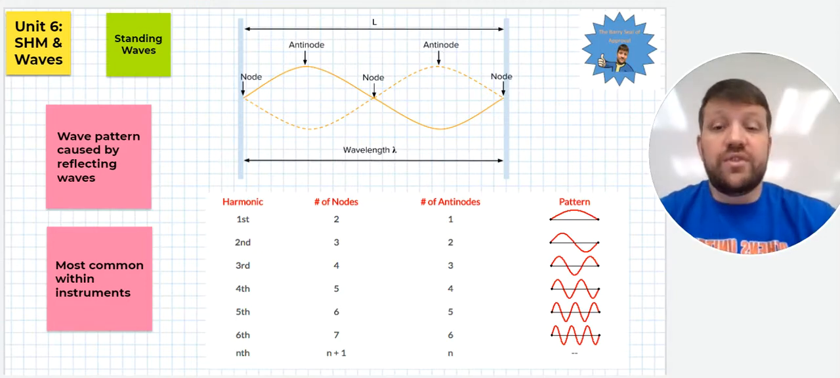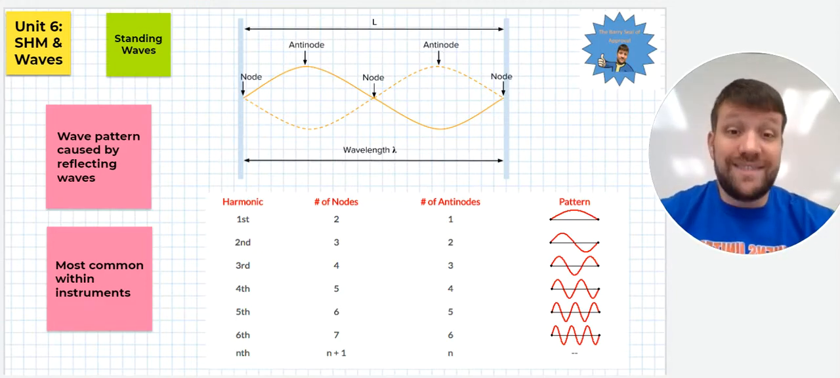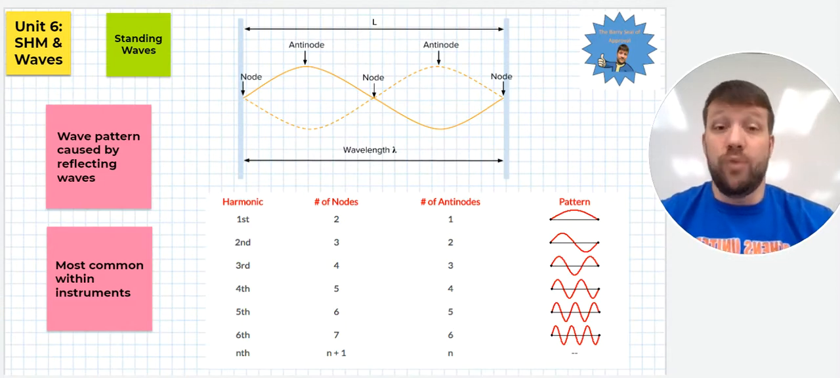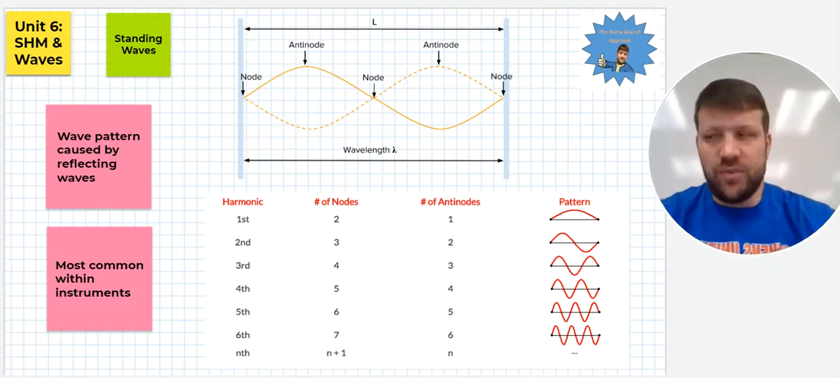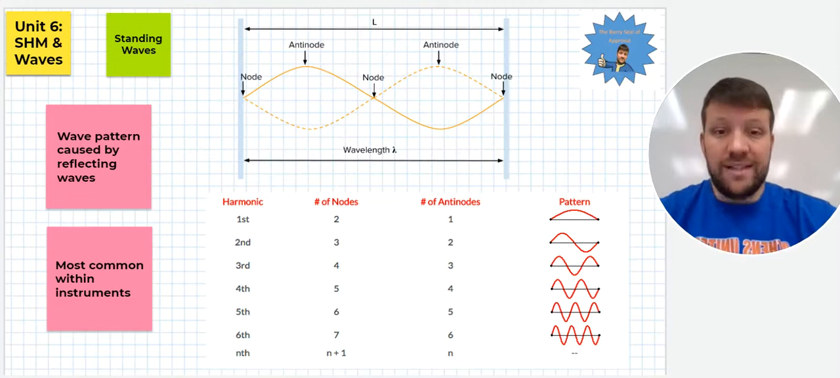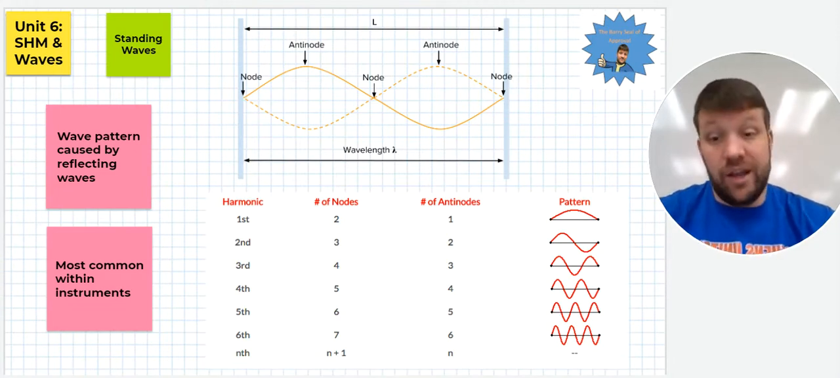All right. And so standing waves are wave patterns caused by reflecting waves, and by reflecting waves, we mean they move back and forth within an object. And that's what an instrument is meant to do, right? It's not meant to send it out once and make the sound go away. It's meant to resonate, to be a standing wave within itself.